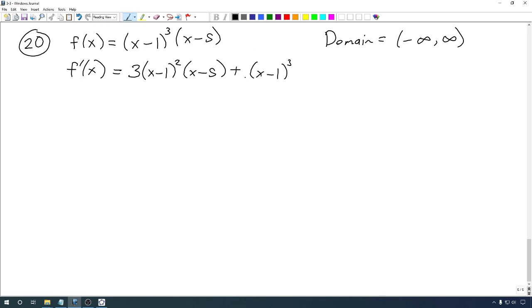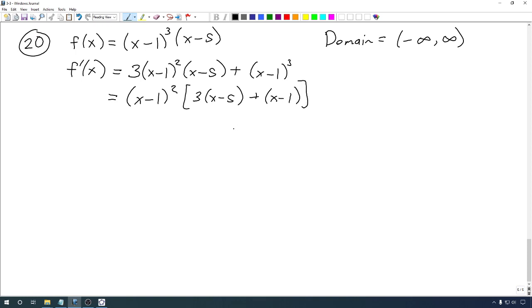Basically, the idea I'm going to use is that I have 2 copies of x minus 1 here and 3 copies here. How about I pull out 2 copies from both of these terms? So essentially, I'll have an (x minus 1) squared, but from here, I've already taken out the (x minus 1) squared. I'm left with the 3 times (x minus 5). Here, I've taken out 2 copies of x minus 1, and I'm left with a single copy of x minus 1.